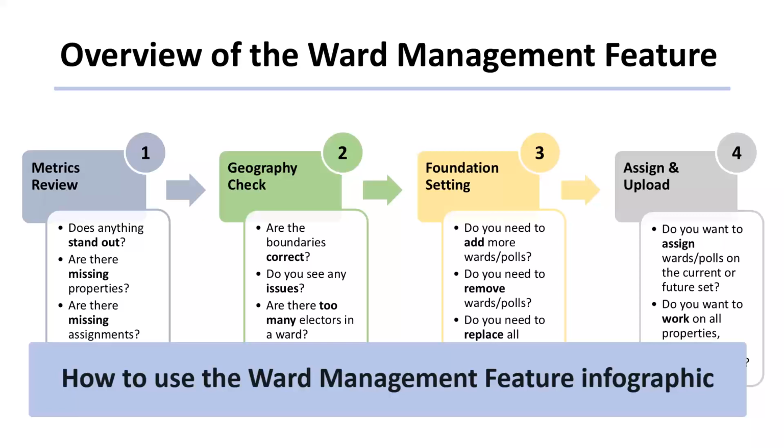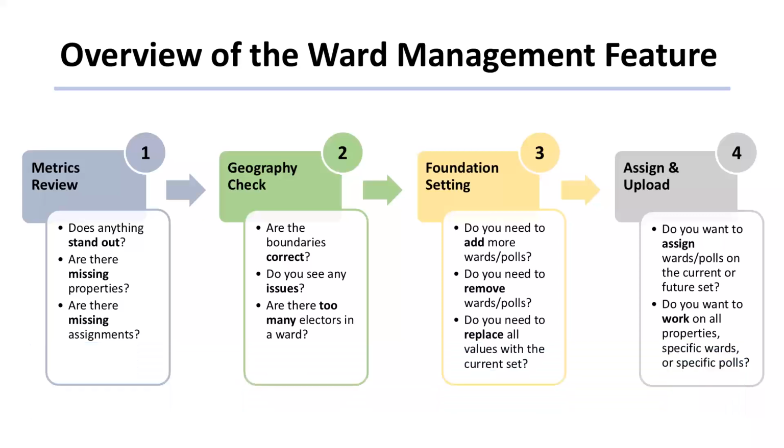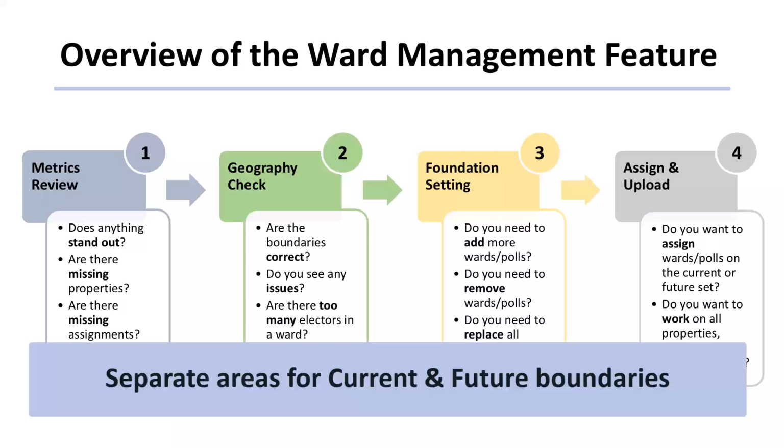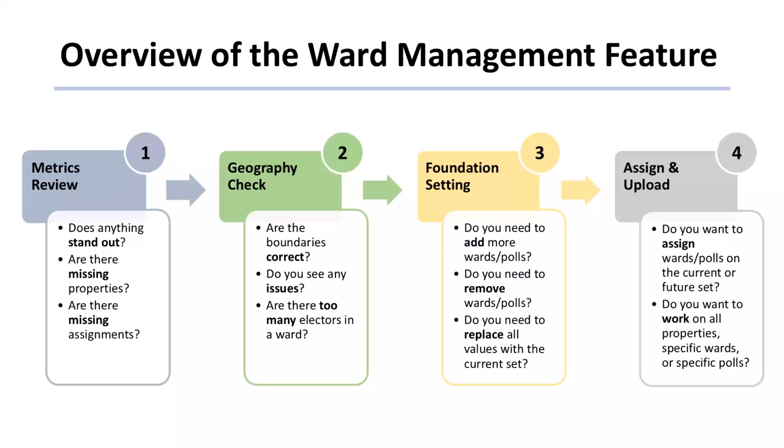As a note, the process is very similar to the one you had before. The most significant difference is the fact that you can start working on your ward and poll updates now. The election portal maintains separate areas for current and future boundaries to ensure that any changes you make do not impact the existing boundaries. You can start working on the future boundaries, and when you are ready to promote your future boundaries to the current one, you can do so at the touch of a button.